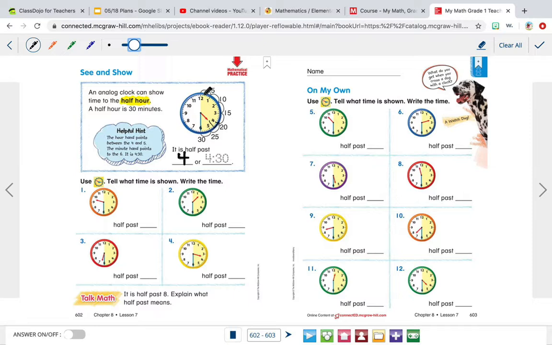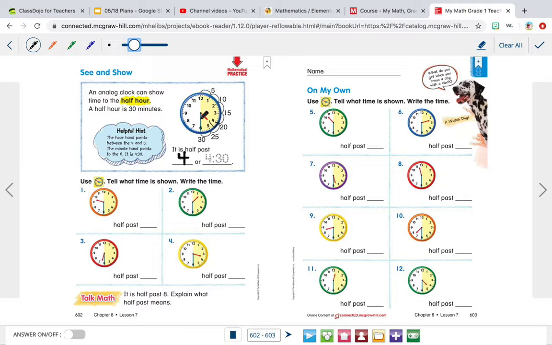And now here's the tricky part. When you're talking about minutes, we're not going 4:01, 4:02, 4:03, 4:04, 4:05, 4:06. When we're talking about minutes, we count by fives. So when the minute hand is up here at the 12, it's at 0.